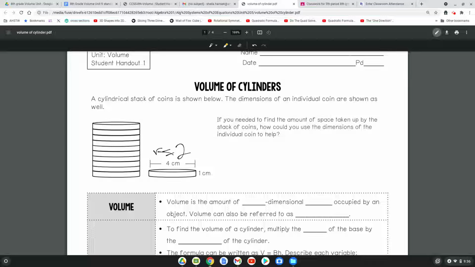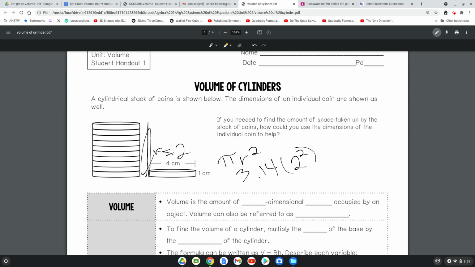And so how would we find the area of this coin? If it's a circle, we would do pi, and then we would take the radius and square it, and we would multiply those together. So we would do 3.14 times the radius of 2 squared. And then we could times that by however many coins there are for the height, and that would give us the volume, how much space would be taken.